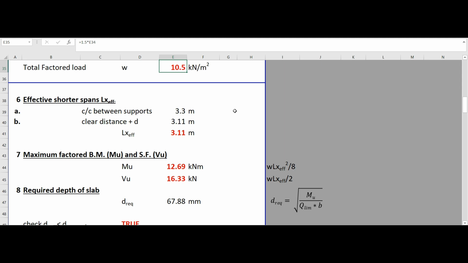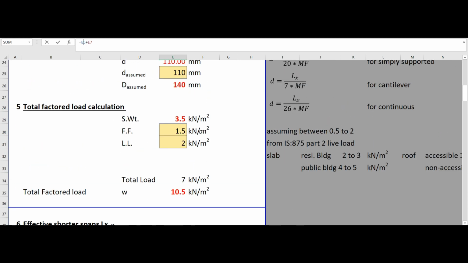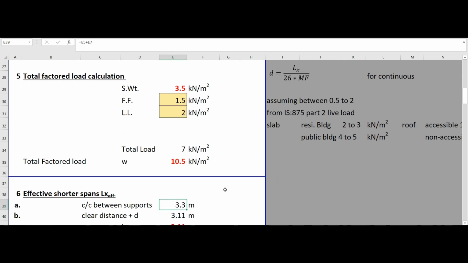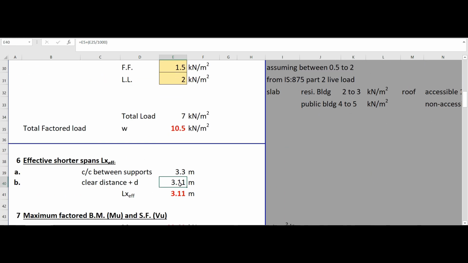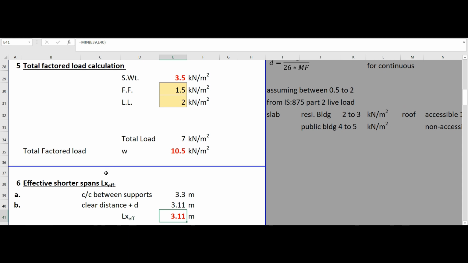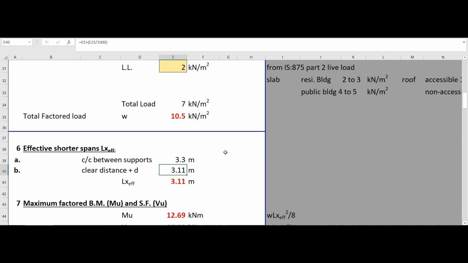Now in the case of one-way slabs, we provide the main reinforcement parallel to the shorter span. So first of all, we will calculate the effective shorter span. For that, the center to center distance between supports for the shorter span is the clear shorter span, 3 meters, plus thickness of the support, 0.3 meters, so it is 3.3 meters. And the clear span plus d: the clear span is 3, and the effective depth is 110 mm, so we will convert it into meters by dividing by 1000. So we get the clear span plus d value as 3.11 meters.